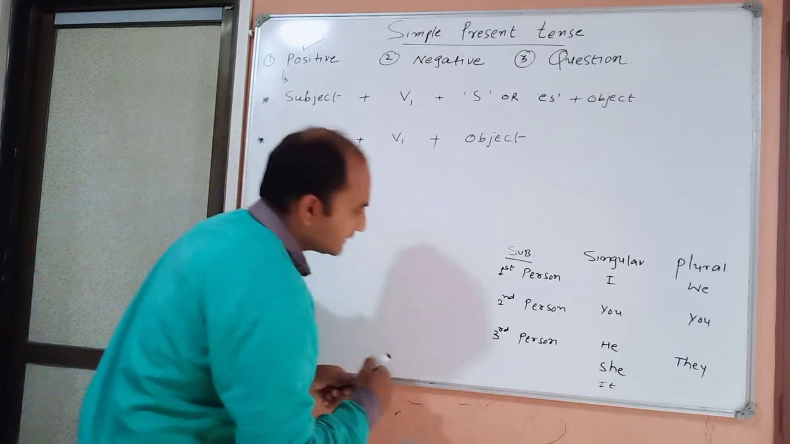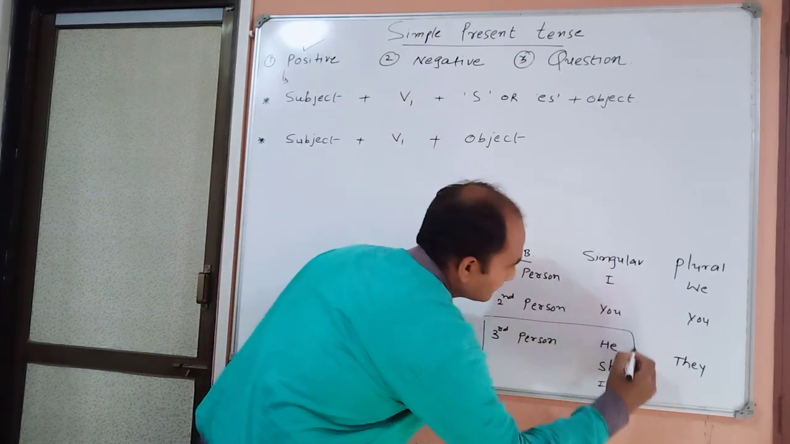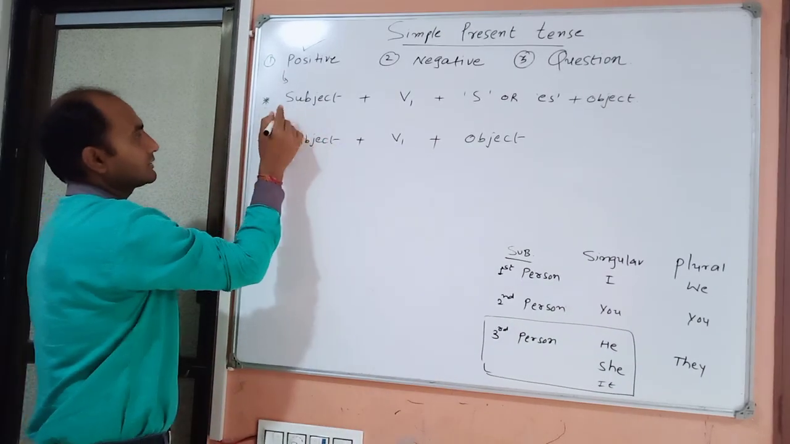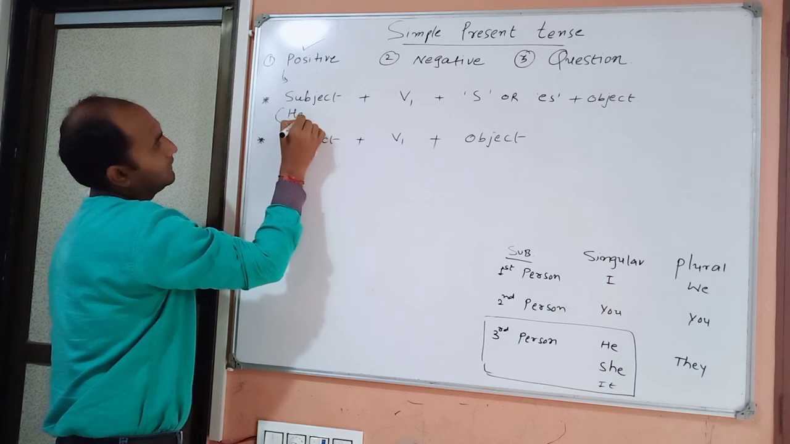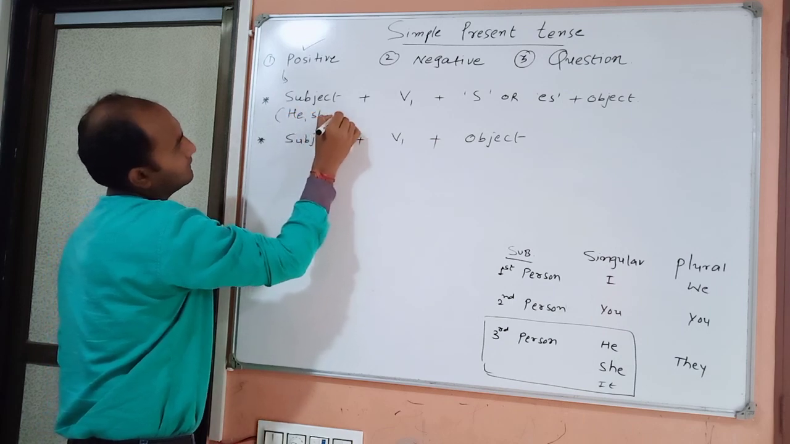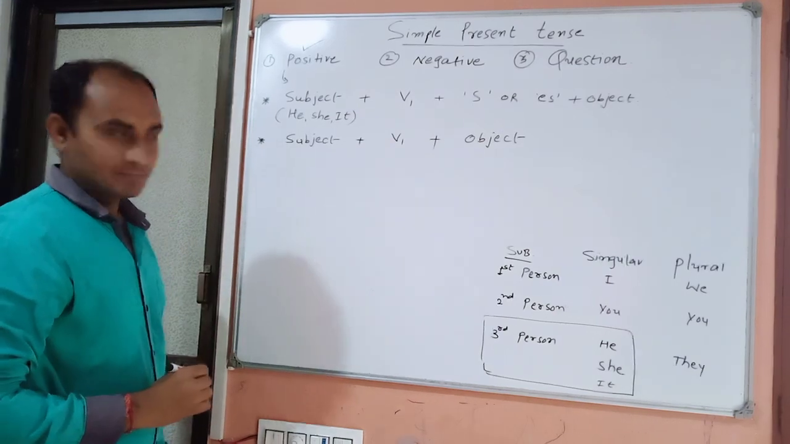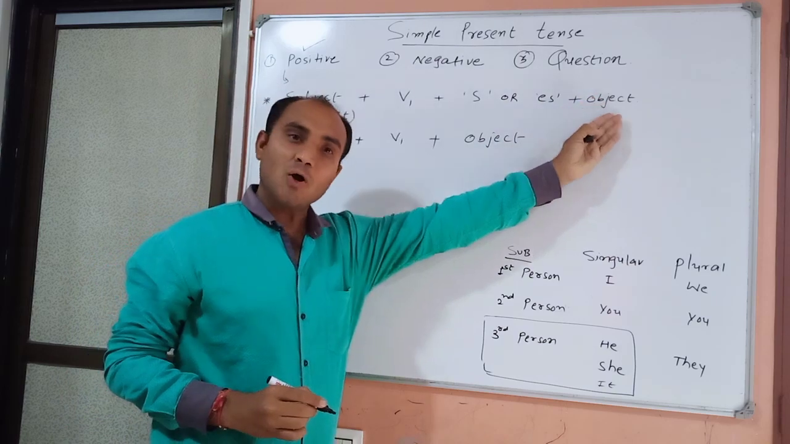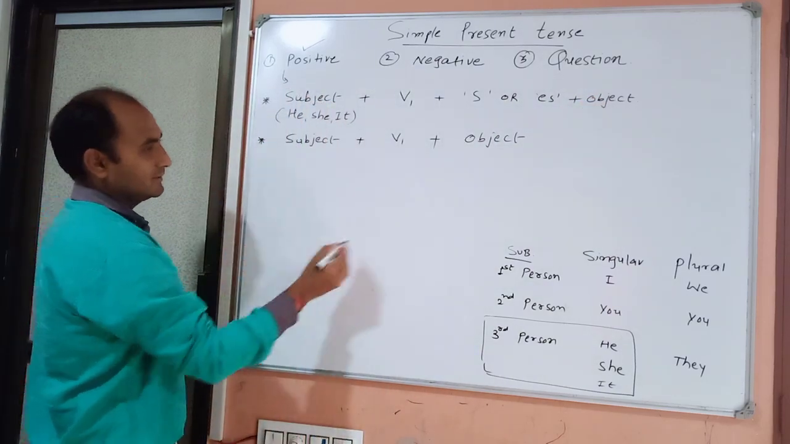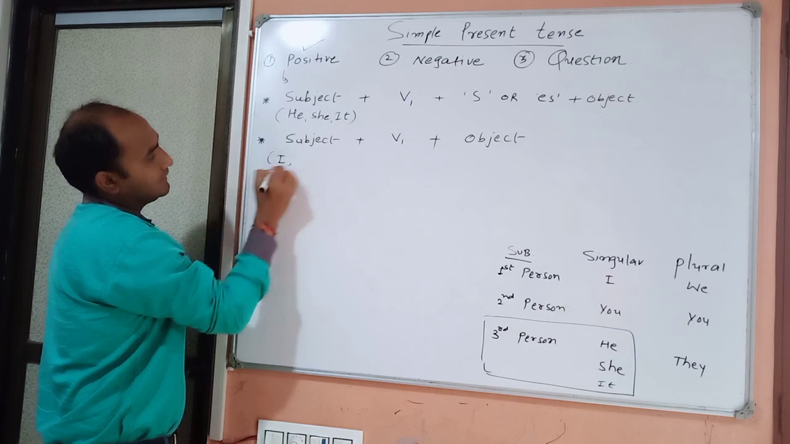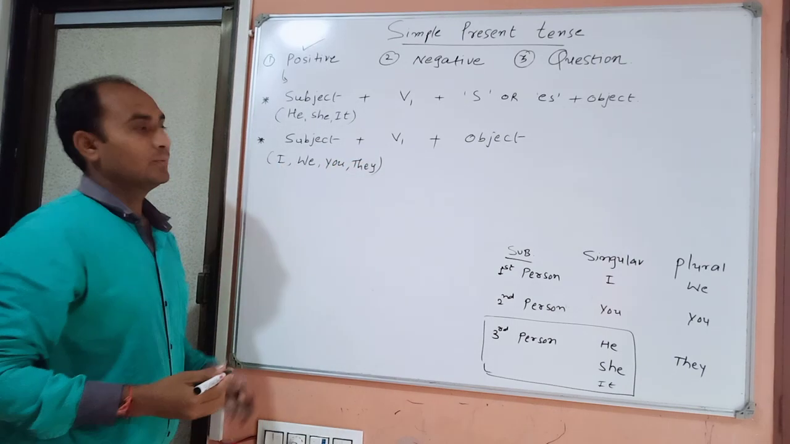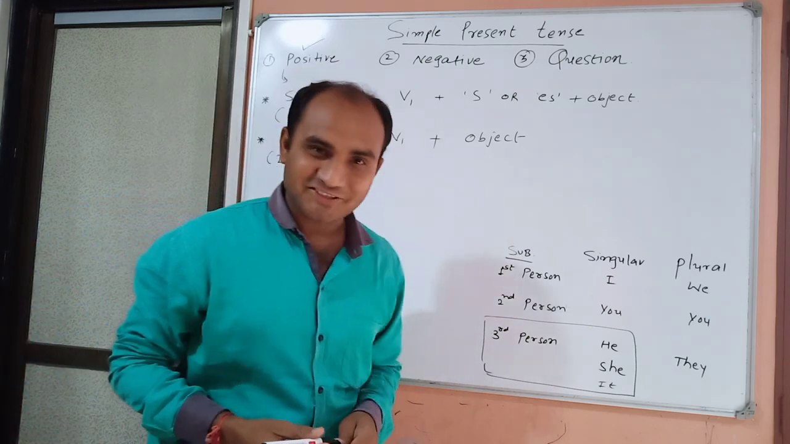So third person singular, we can use this structure: he, she, it, then subject, then S or ES, and then object. And remaining I, we, you, they, we can use this structure.